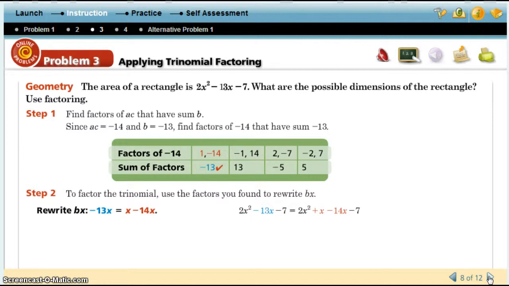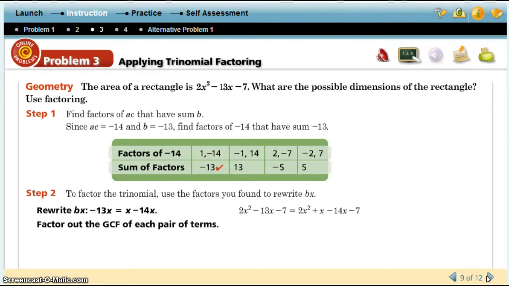So 2 times x squared minus 13 times x minus 7 can be written as 2 times x squared plus x minus 14 times x minus 7. So if you noticed, it was a positive 1, so that's where the positive 1x comes from, and a negative 14, so that's where the minus 14x comes from. So pay close attention now how they group and factor out the GCF.